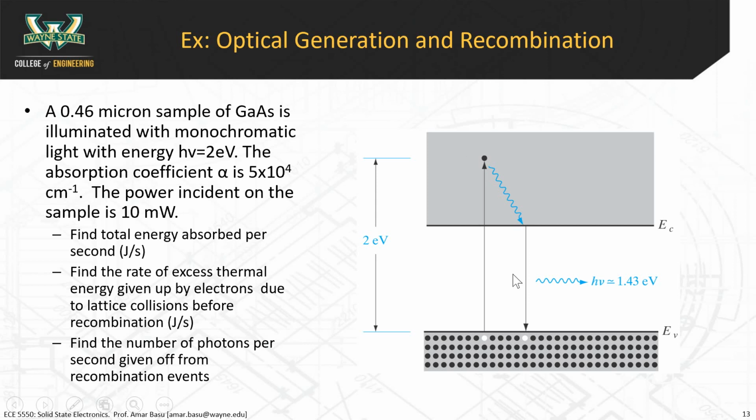And then the third question has to do with this process here, the number of photons per second given off from recombination events. So instead of asking you to measure just the band gap, which would be an easy question, they're asking you to figure out the number of photons per second given off from recombination events. In this particular problem, there aren't that many calculations, but you do have to think a lot. That's why it's good to go over this together as a class and explain the concepts.